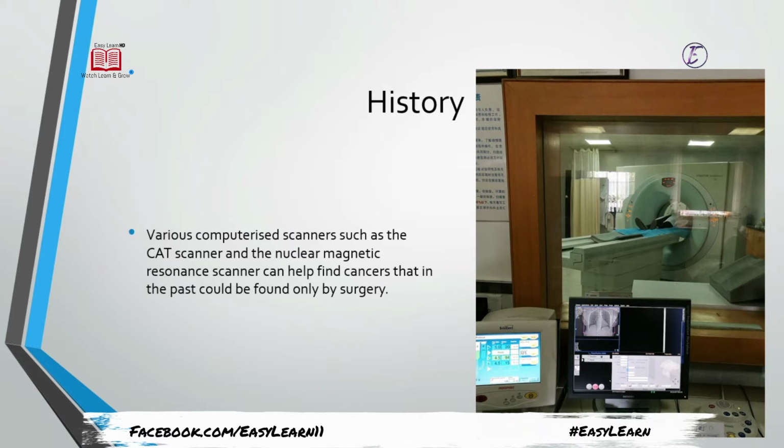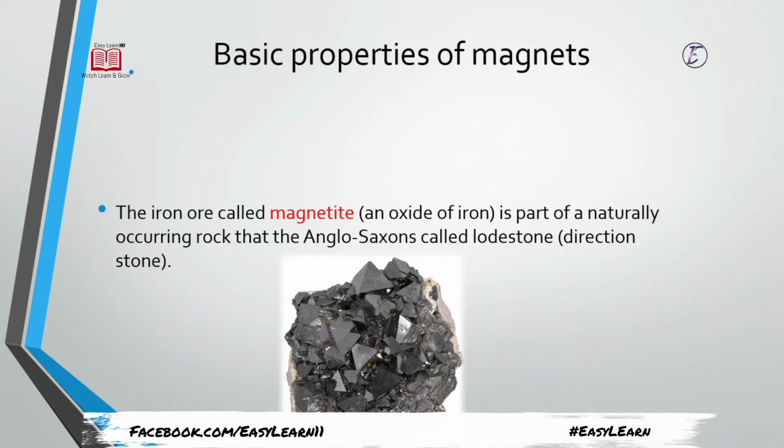The CT scan is also a very good blessing. Before that, only surgery was possible, and now the CT scan is very popular, and the nuclear magnetic resonance scanner can help find cancers. We can take the scan with the help of this, and on the computer screen you can see that we can easily monitor all the data collected through this machine. Basic principle of the magnet: this diagram that you are seeing is called magnetite.